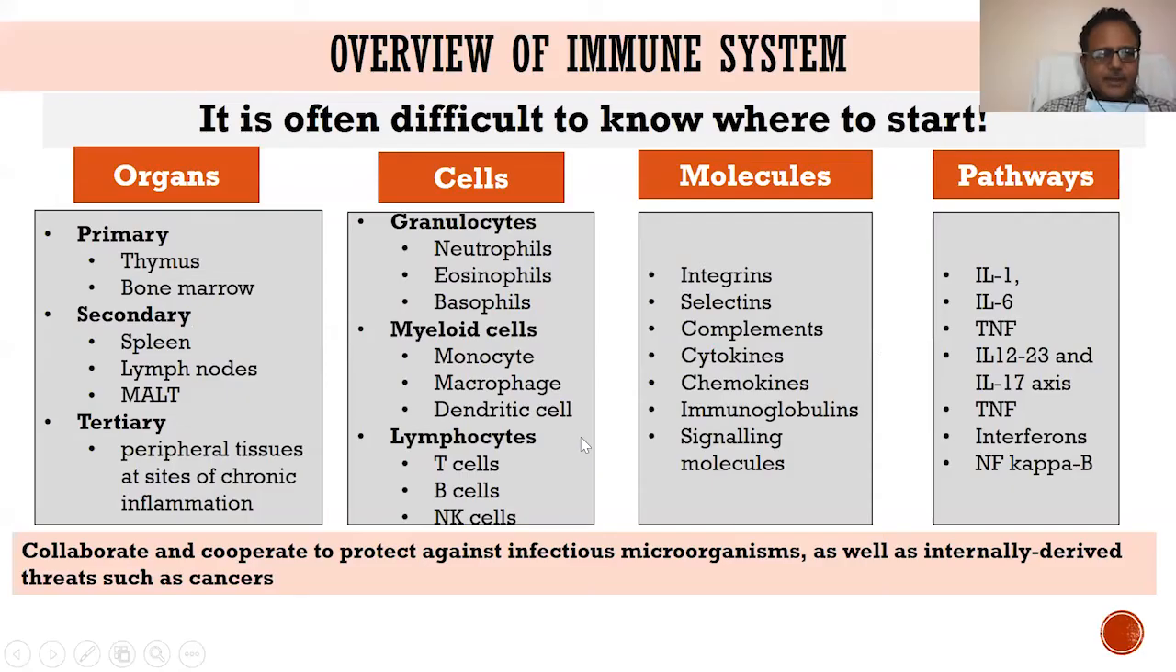Okay, so as has been discussed over a period of the last 4 weeks, I just have a brief overview of the immune system. The immune system consists of various organs, cells, molecules, as well as various pathways of molecules. And the organs are primary, secondary, and tertiary. Then we have cells, as Dr. Ruchika today talked about T cells and NK cells. So there are many cells which are part of the immune system. Then there are various molecules and various pathways which collaborate and cooperate to protect against infectious organisms, as well as intrinsic threats like cancers. And if something goes wrong, some different problems may also arise.